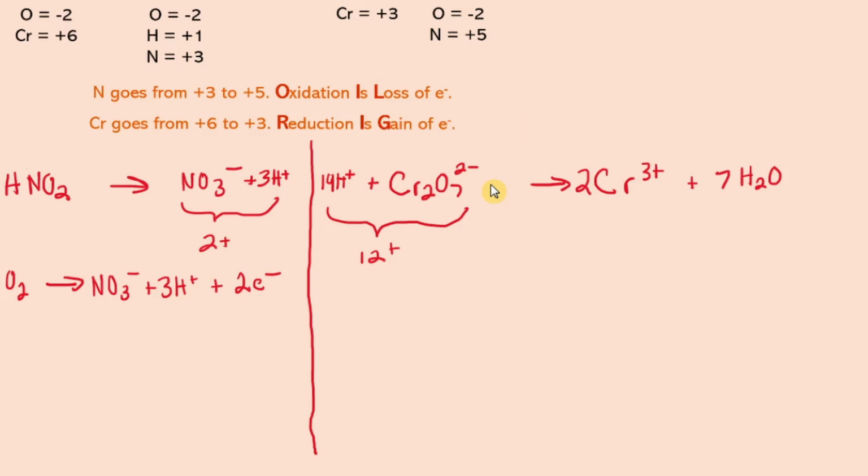So now let's look here, and I have 2 of these chromium 3 plus. So I've got a 6 plus. These are neutral. The waters are neutral. And so my net charge is going to be 6 plus. Now, I've got to put some electrons in there in order to balance this out. And so I'm going to rewrite this one as well.